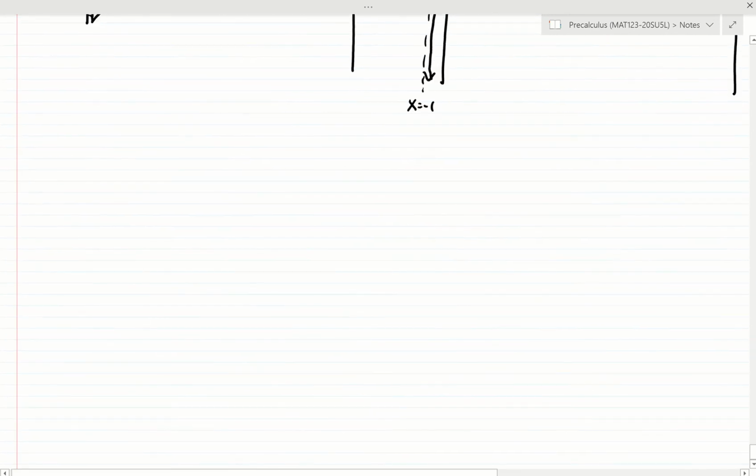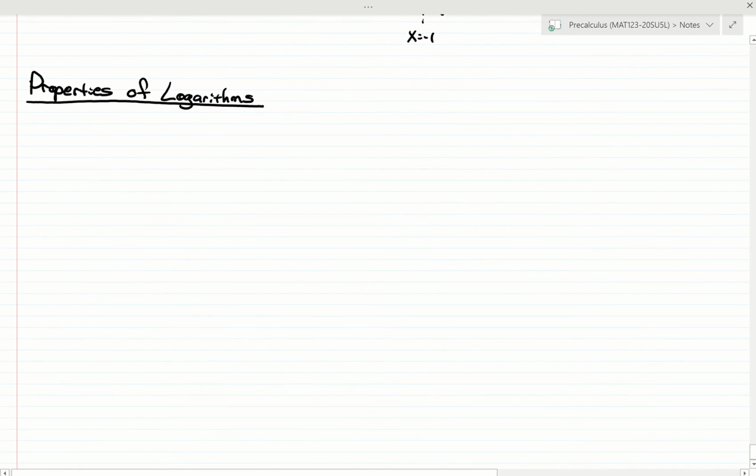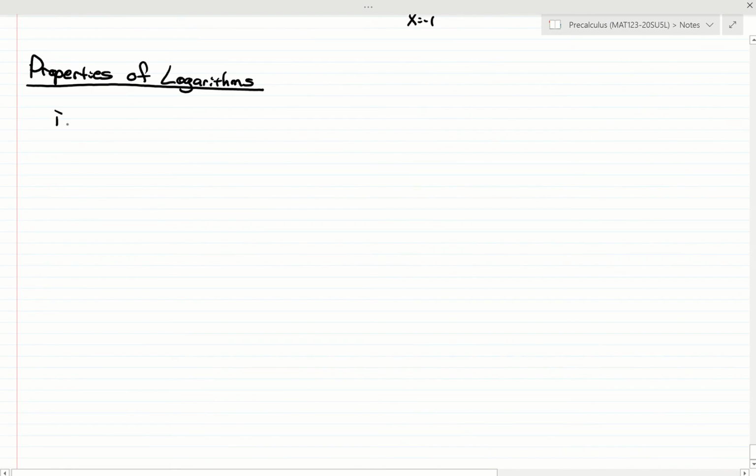Let's talk about some more properties of logs. Okay, so I actually have a few here. One of them we already talked about is the translation property. Translation property says that if we have log base a of x is equal to y, remember we do our crisscross and the exponential form would be a to the y power is equal to x.